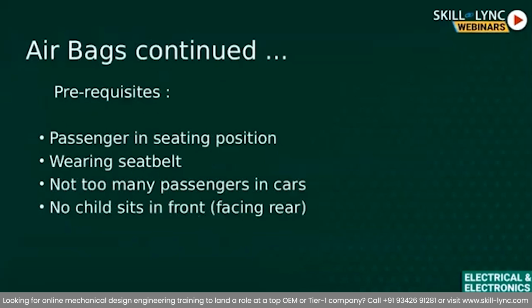Now there are some prerequisites to effectively use airbags in preventing injuries. That includes passenger is in seating position, passenger is wearing seat belt, not too many passengers in a car, and no child sits in front facing the rear. Now we have to understand why these prerequisites are there and how each of these plays a role. So starting with the first point, which is passenger in seating position.